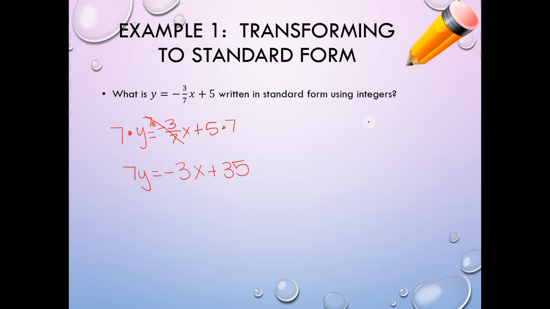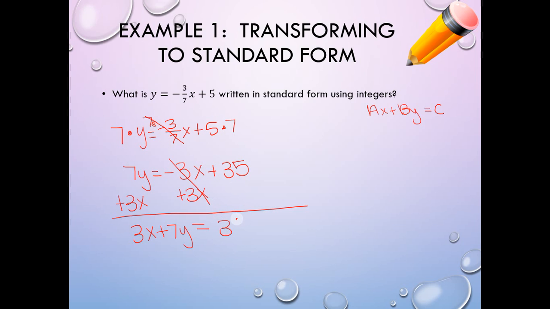Now, standard form, if you remember, looks something like this. We want x and y on the same side. So to get x and y on the same side, I'm going to add 3x to both sides. If I add these two, they're just going to go beside each other because they're not like terms. This is going to cancel out, and I'm going to be left with 35. So I have 3x plus 7y equals 35. That is in standard form. I do not need to worry any further about it.